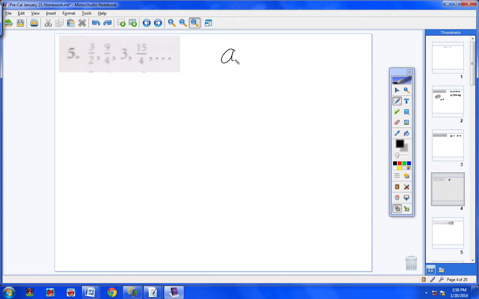Now number 5, the first term is obviously 3 halves. That's easy. So a subscript 1 is 3 halves. And then you can circle any number you want. I'm going to circle this one and subtract from it the term right before it, to the left of it. So 9 over 4 minus 3 halves. Now that would be the same thing as 9 fourths minus 6 fourths. And what you would get is 3 fourths. 9 minus 6 is 3. So your common difference is 3 fourths.